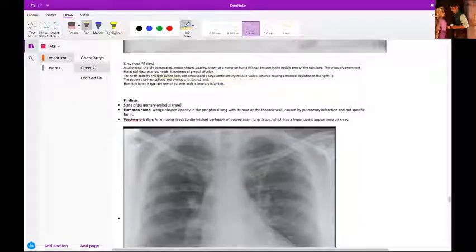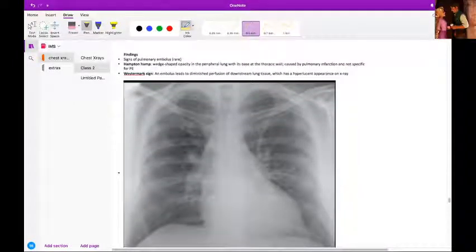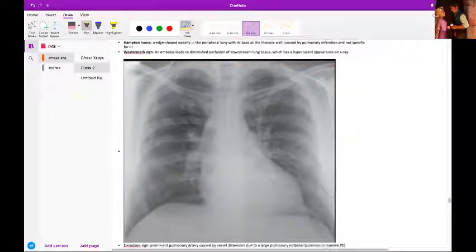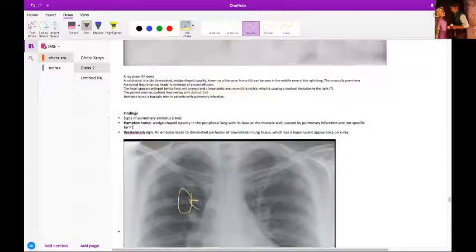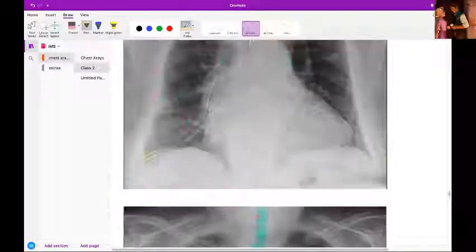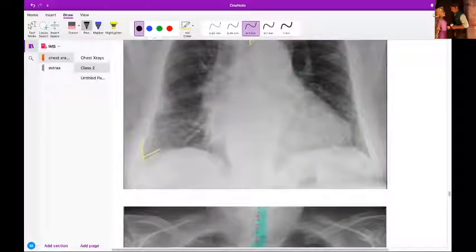Then there are other signs. Because of the pulmonary embolism, the area beyond the pulmonary embolism will not be well perfused, so there will be a hyperlucency in that area. Could you repeat the Hampton Hump sign? Hampton Hump sign is basically a sharply demarcated wedge-shaped opacity in the subpleural region. That is Hampton Hump. That's all.